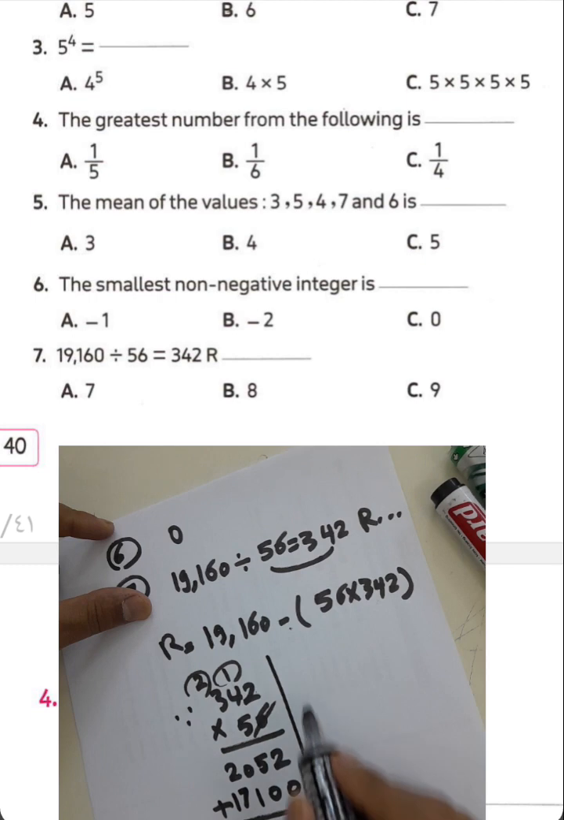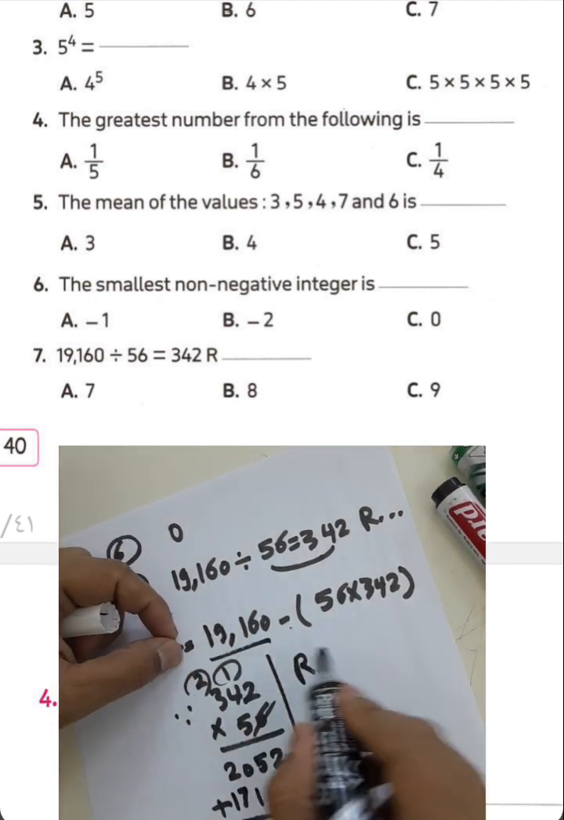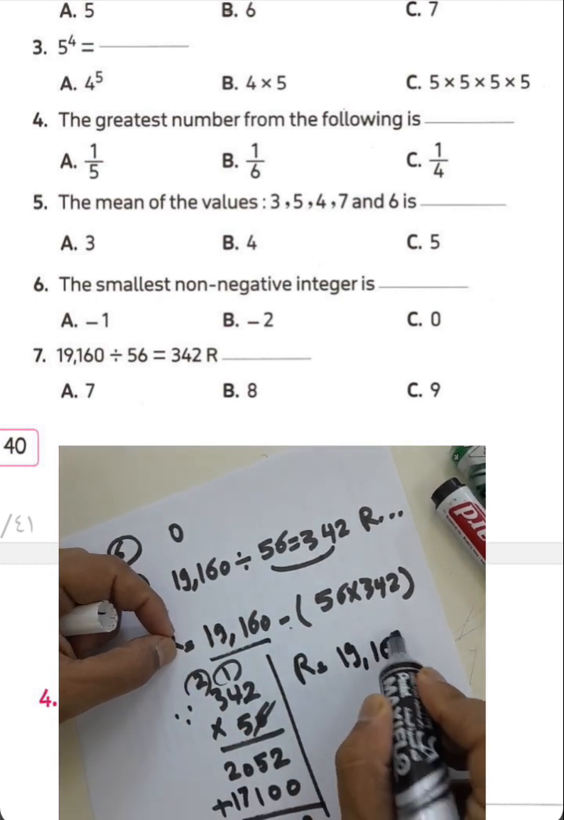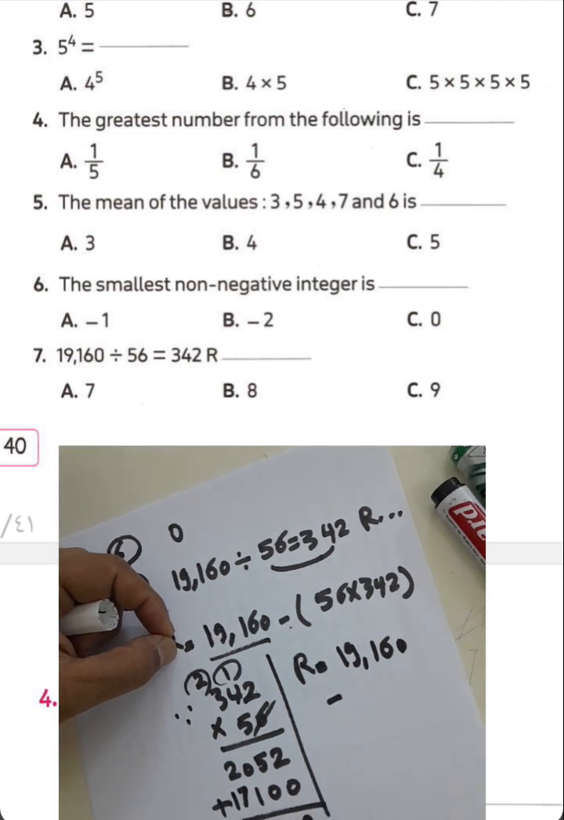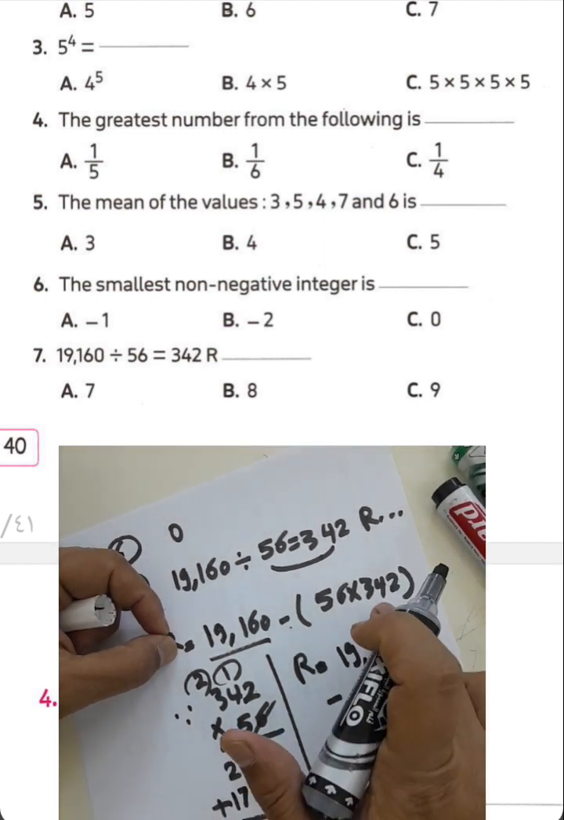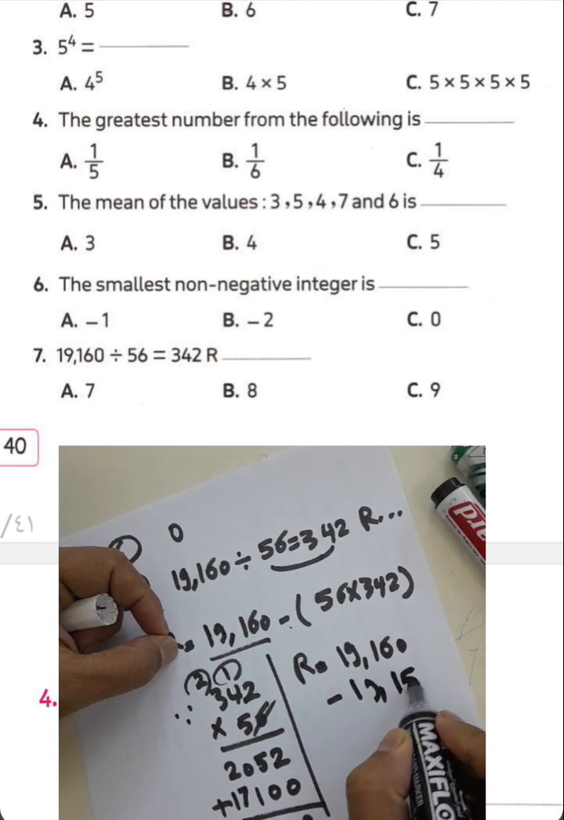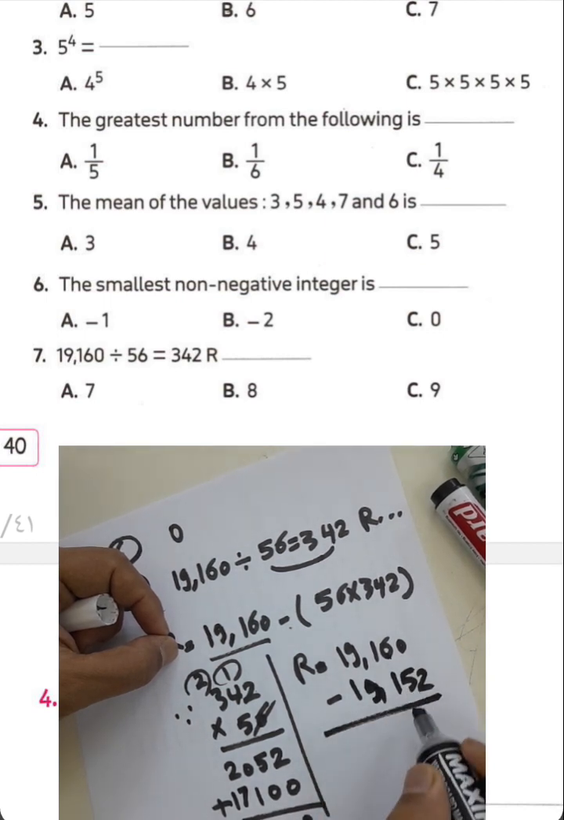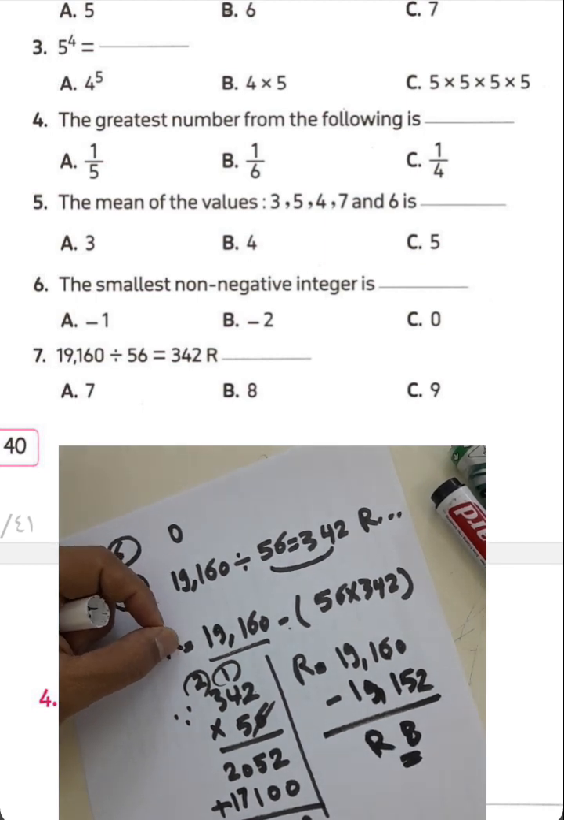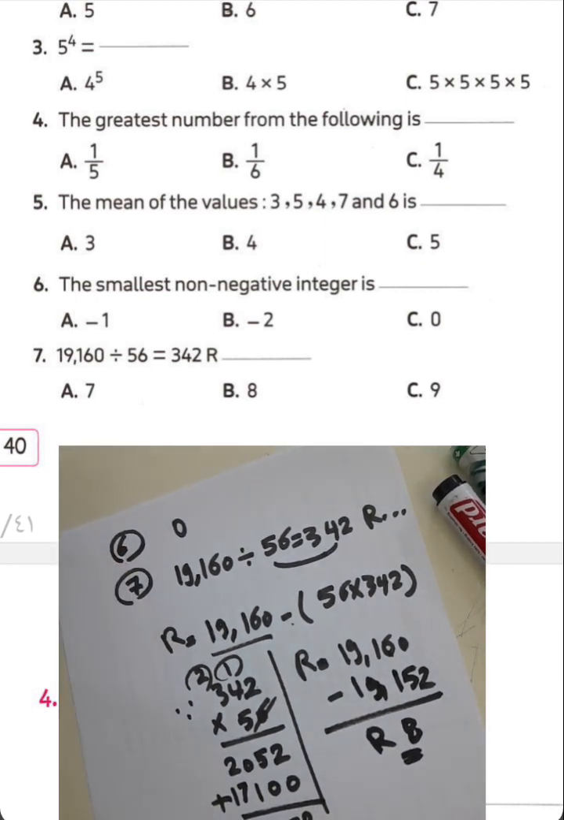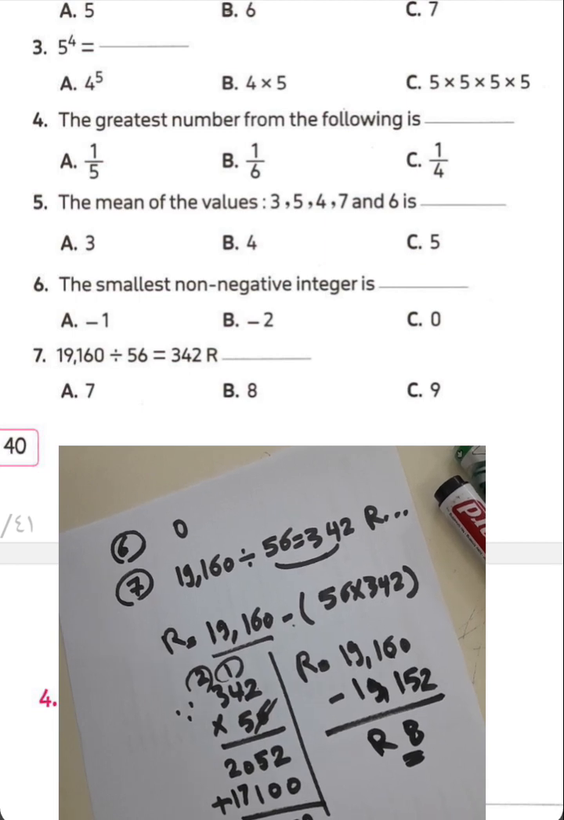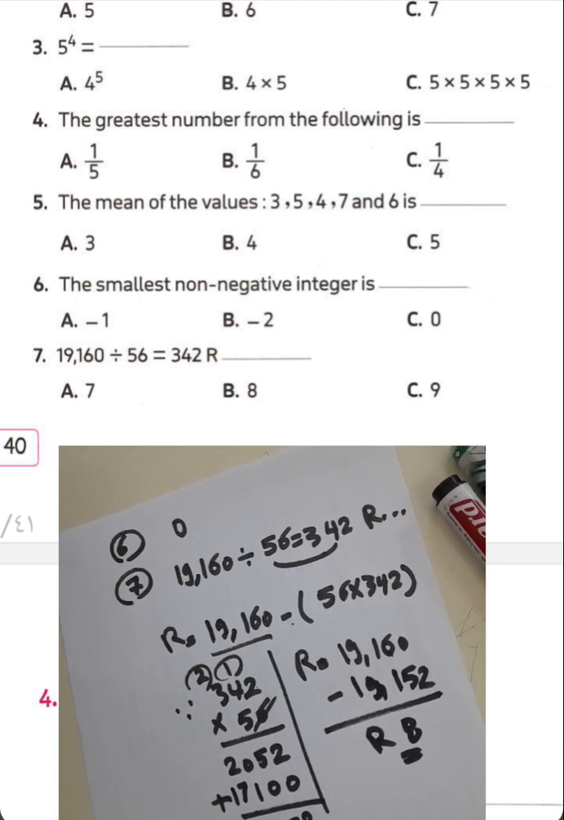Then we can find the remainder. Write the dividend, 19,160, subtract the multiplication of the divisor and the quotient, which is 19,152. Then the difference between them will be 8. We can find the remainder between the two numbers here, it will be 8. Okay, understood? Question 7, choose letter B.